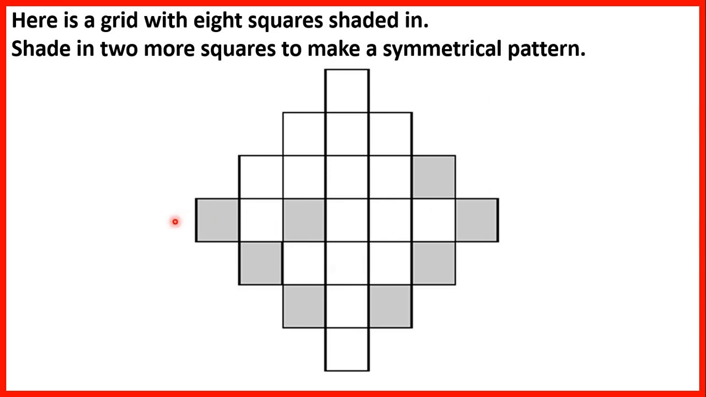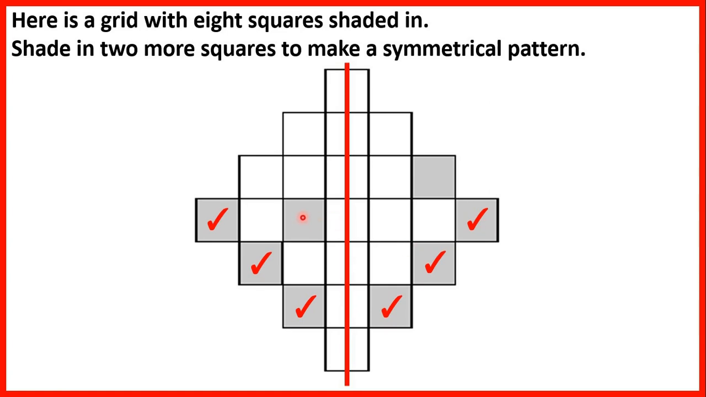So first, we need to think, where could our line of symmetry be? Well, if we have a horizontal line of symmetry, we'll need to shade in a lot of squares up here, and we need to only shade in 2 more squares. So our line of symmetry is vertical. We only need to shade in 2 squares, because this square is reflected here, this square is reflected here, and this square is reflected here.